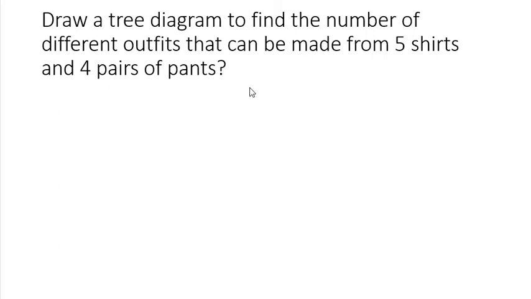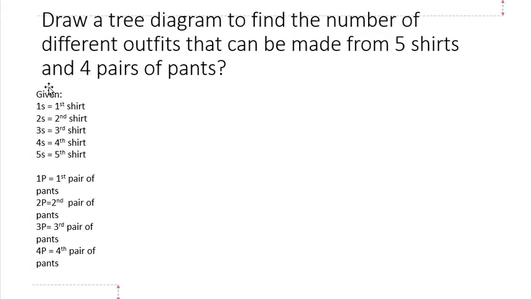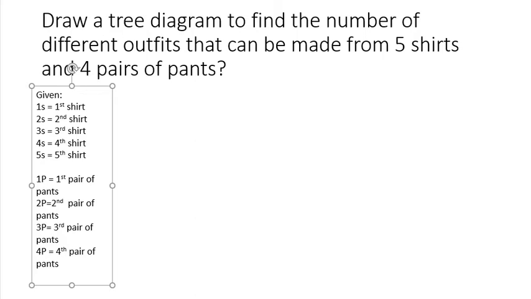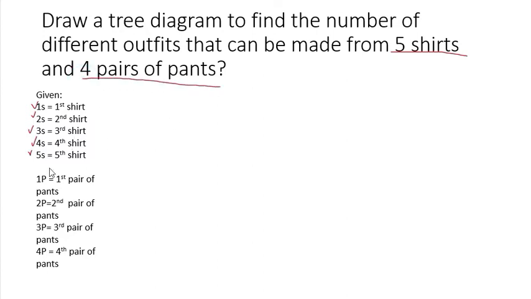The first thing you have to do here is to identify the variables that you're going to use in your entire solution. So here I wrote everything. We have 5 shirts, therefore I used 1S for the first shirt, 2S for the second shirt, 3S for the third, 4S for the fourth, and 5S for the fifth. And then we have 4 pairs of pants, so 1P for the first pair, 2P for the second, 3P for the third, and then 4P for the fourth and the last one.